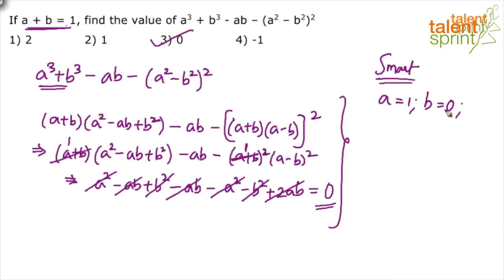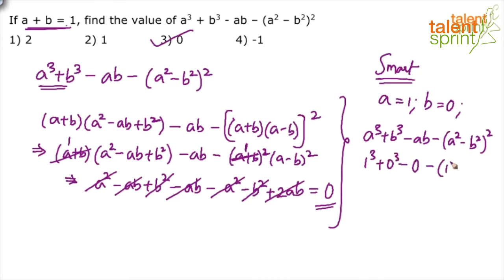So let us assume a equals 1, b equals 0. We are not violating any of the conditions. The condition given here says a plus b should be 1. Yes, 1 plus 0 is 1. Now look at the expression a cube plus b cube minus ab minus (a squared minus b squared) whole squared. Now a is equal to 1, so 1 cube plus 0 cube minus 1 into 0, which is 0, minus (1 squared minus 0 squared) whole squared. So what happens? Anyway this all gets cancelled, and 1 minus 1 is 0. So that's the easiest way to get the answer.